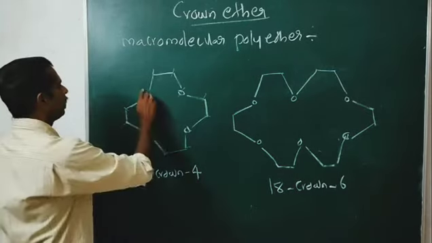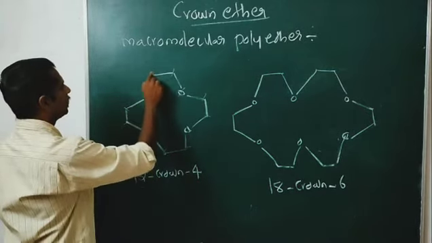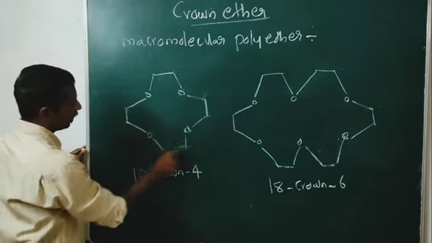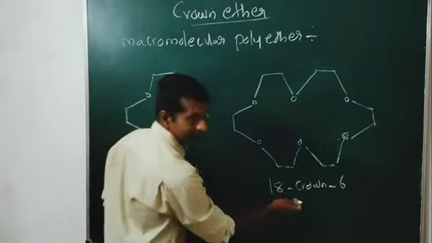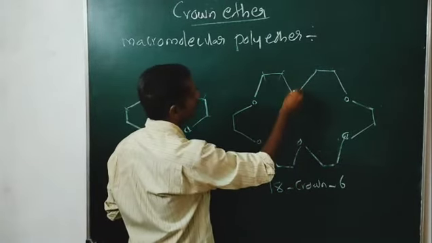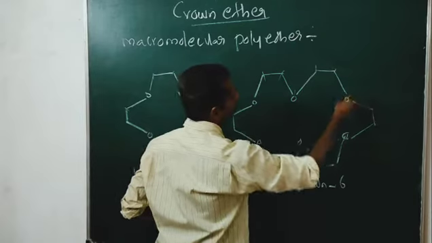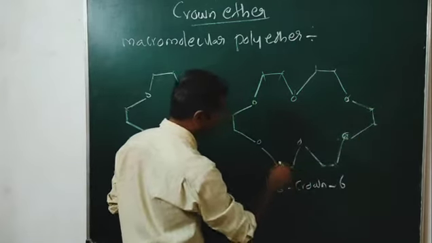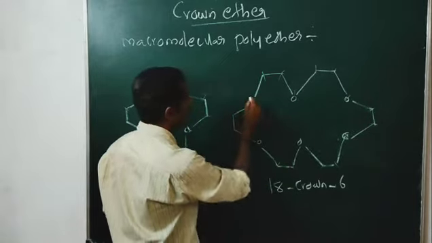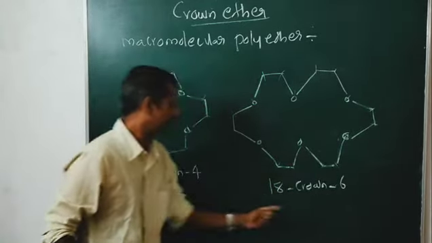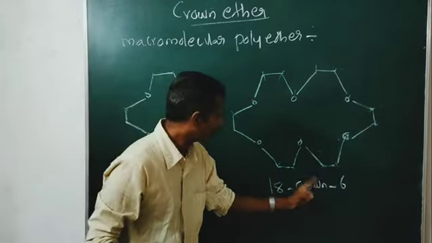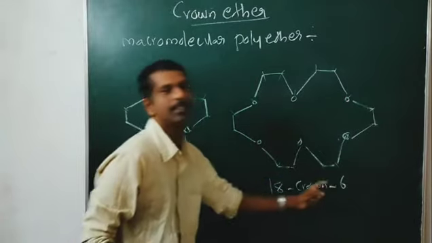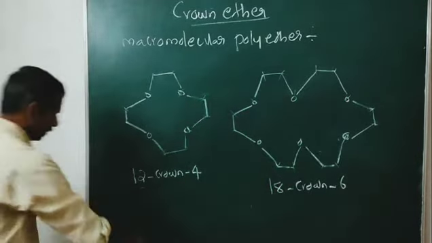Okay, so this is 12 crown 4. And look at here, the next one, how will you get this name? So look at here, 1, 2, 3, 4, 5, 6, 7, 8, 9, 10, 11, 12, 13, 14, 15, 16, 17, 18. Total number of atoms in the ring is 18 and crown 6, the number of oxygen atoms 1, 2, 3, 4, 5, 6. Okay. So this is crown ether.